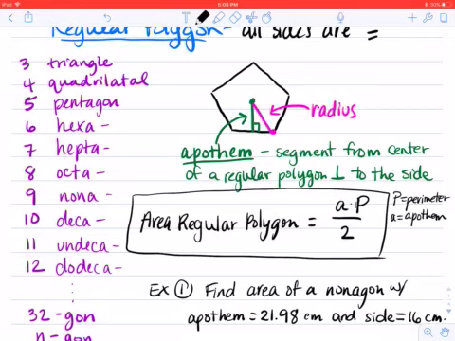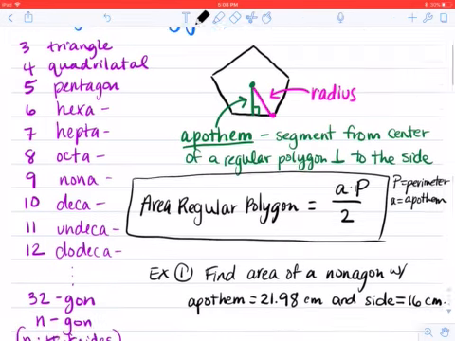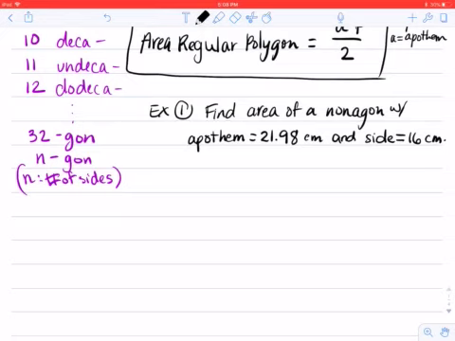Okay? So you just need to know that. AP over 2. Apothem times perimeter over 2. Just memorize it. Okay? Great. Let's do an example. Okay.